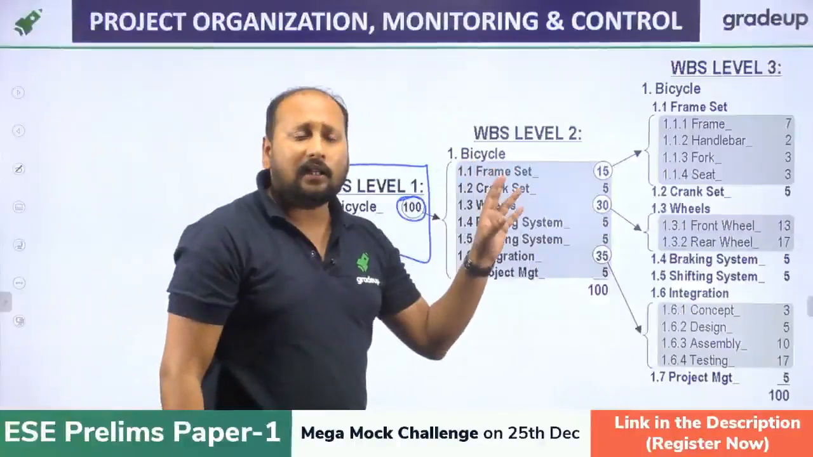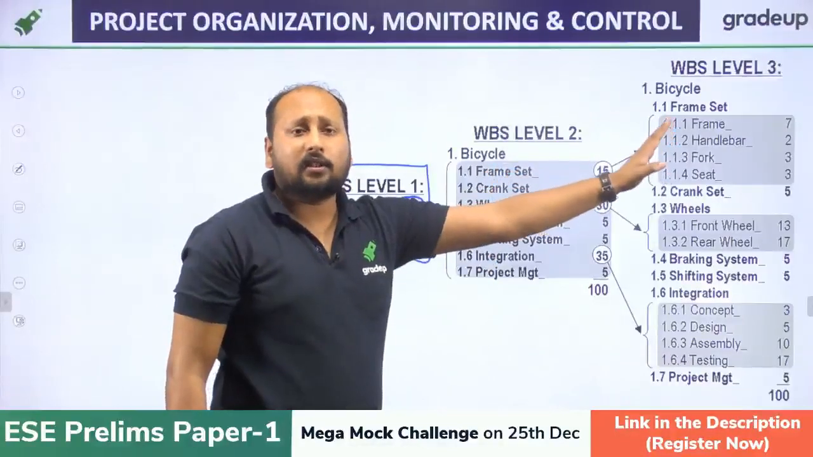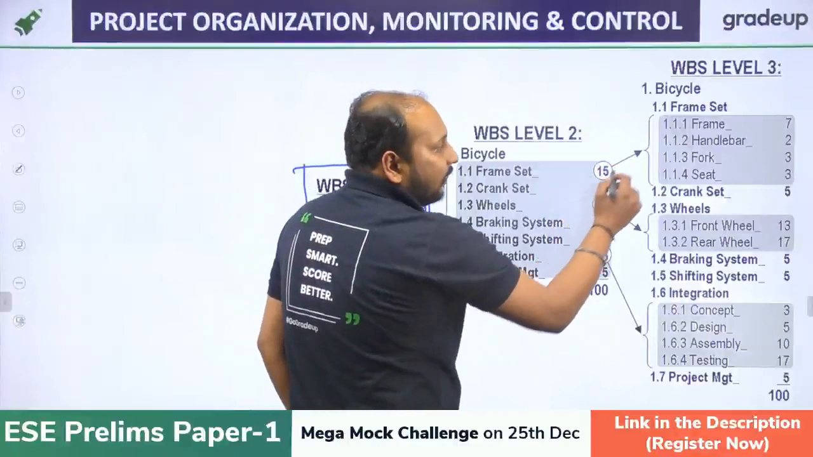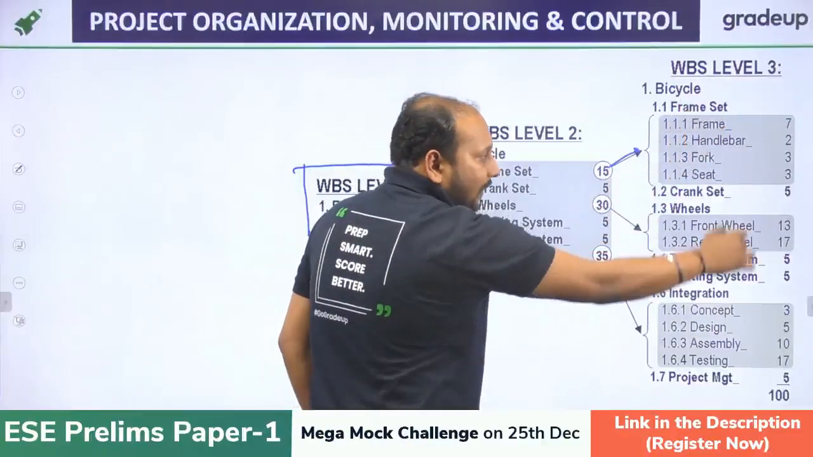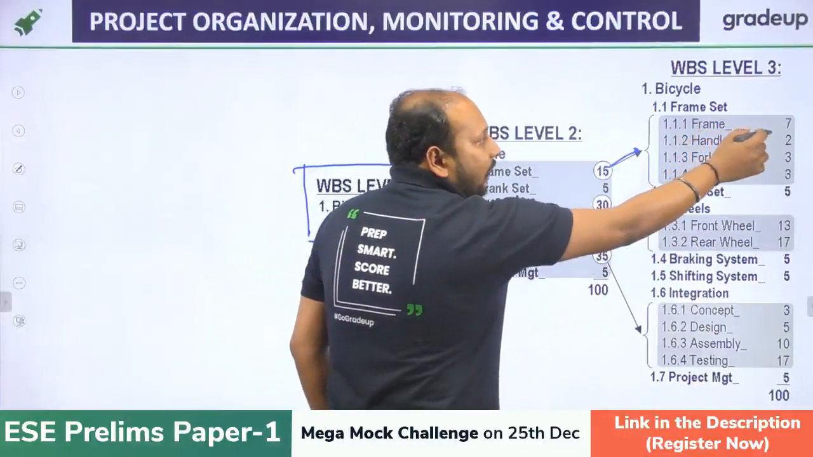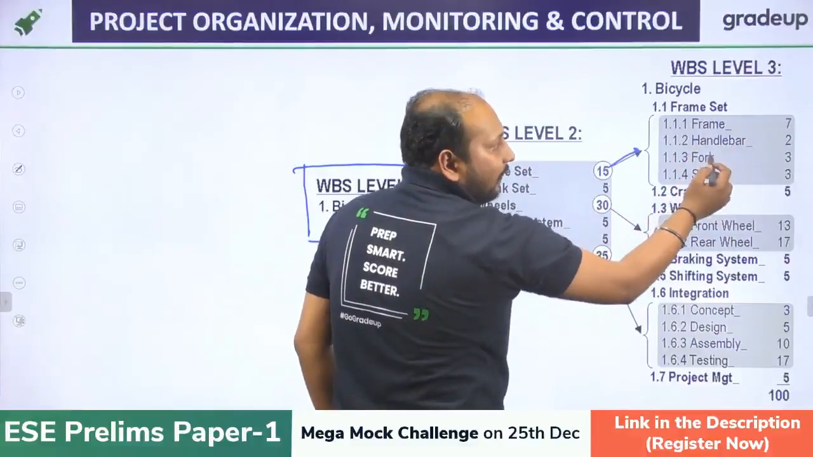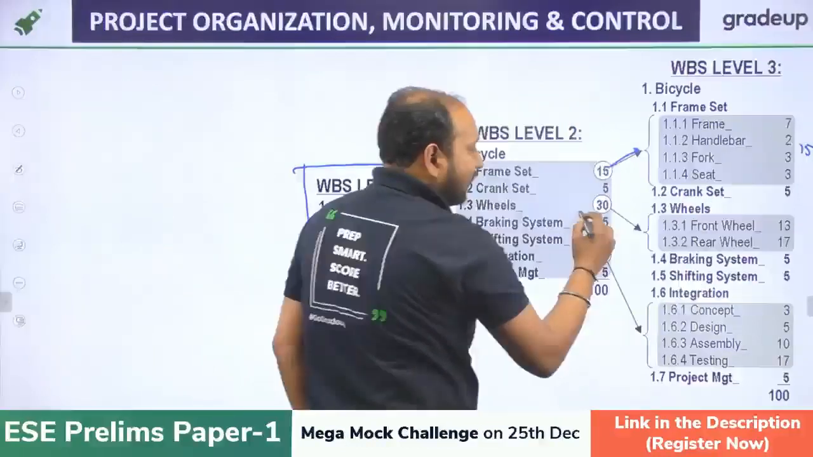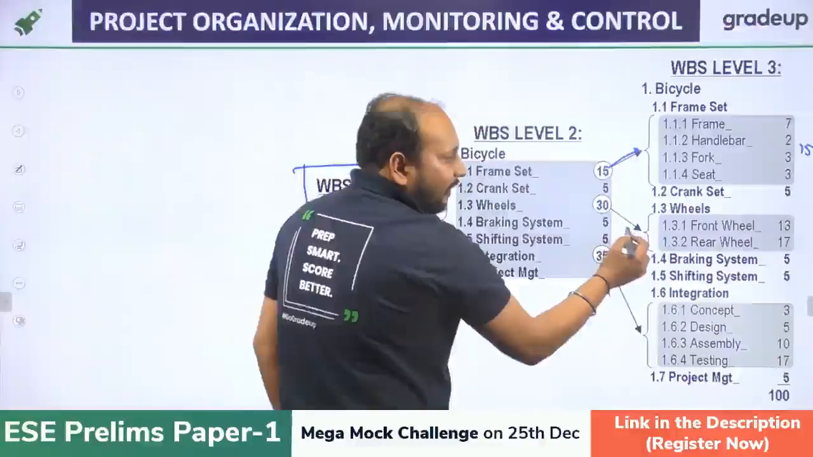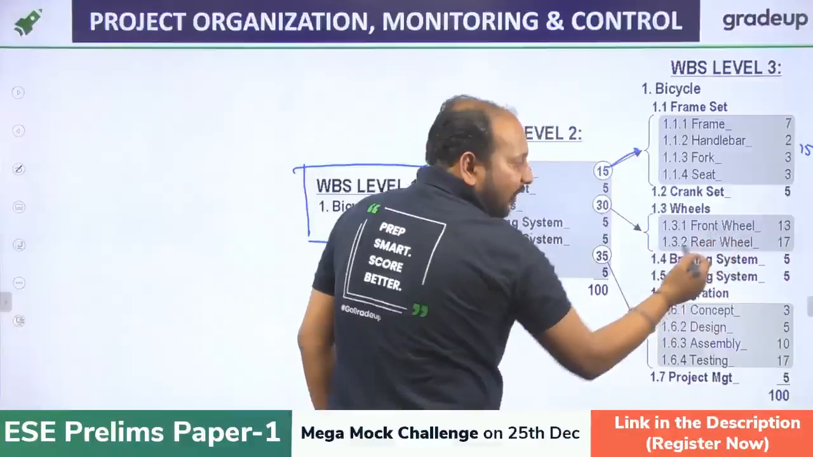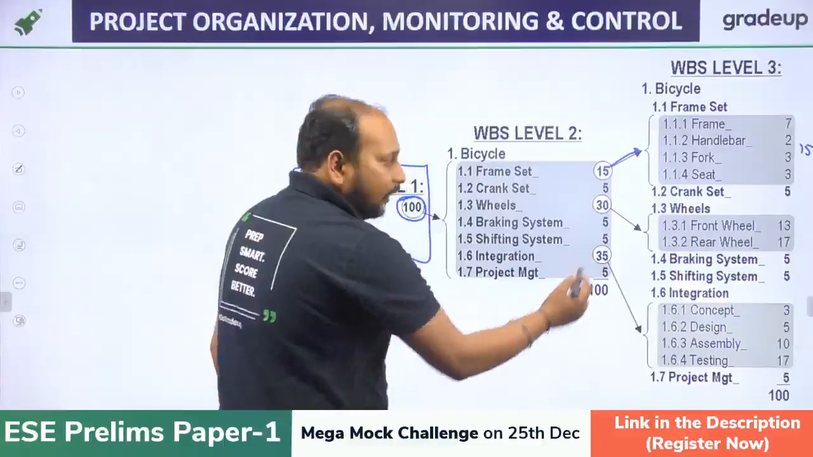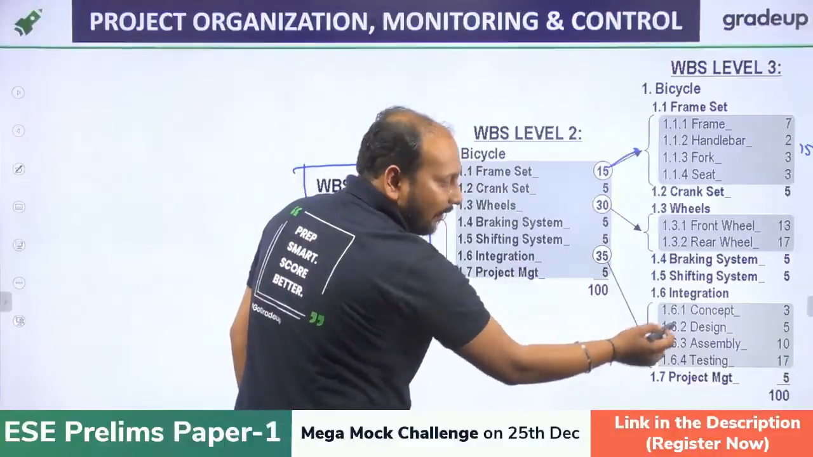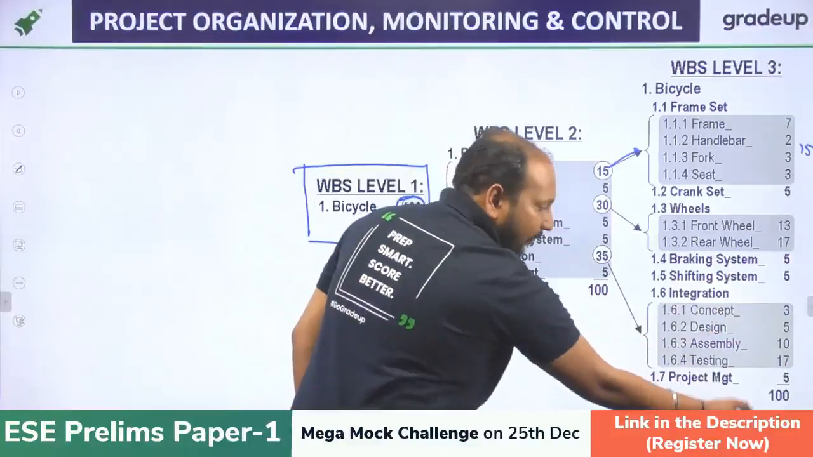If you want the further bifurcation or the tree-like structure or hierarchy of this, again this frame set is divided into sub parts, like frame, handlebar, fork. When you add, this will be 15. Fine. Next is crankset, which is 5. Wheels, we have 13 for the front wheel and 17 for the rear wheel. Braking system 5, shifting system 5. Integration 35 means we have the concept, design, assembly and testing, every component.